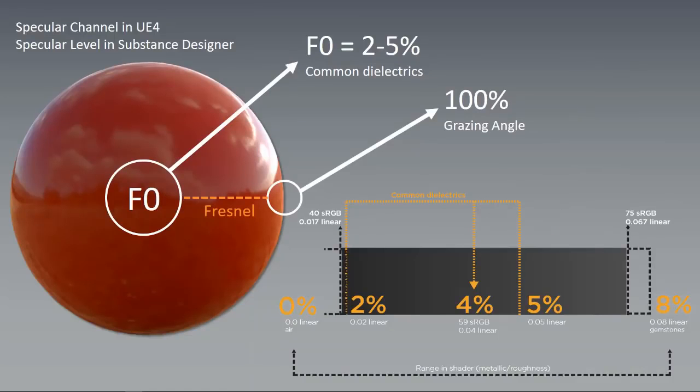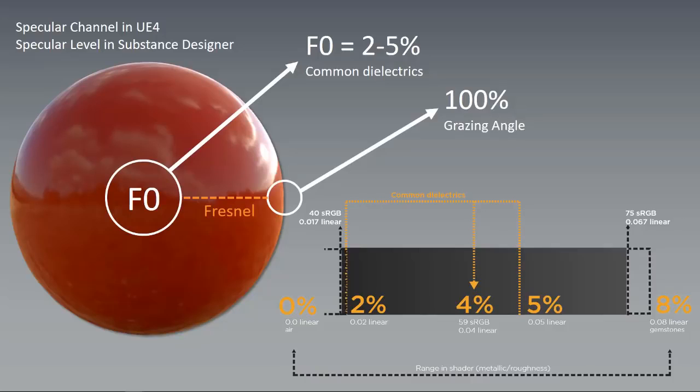And so it's nice to be able to understand what this range actually represents. You can see here that if we look at this from a value of 2 all the way up to 8, this value really doesn't change all that much. So that's another thing when you look at this F0 value for dielectrics: that value doesn't really change drastically.